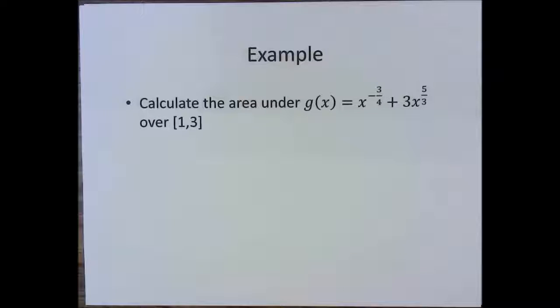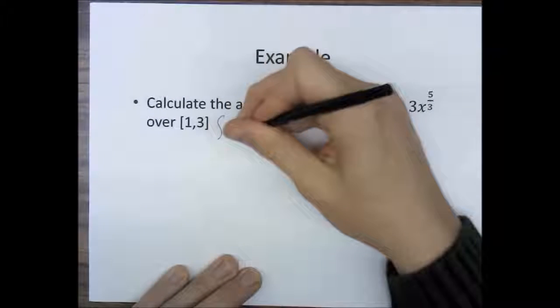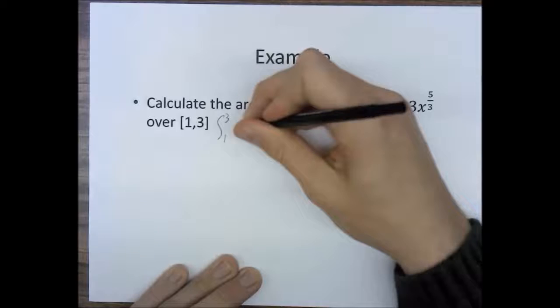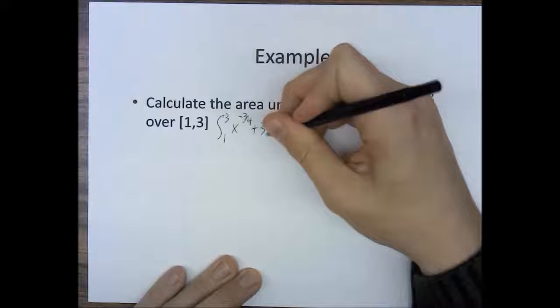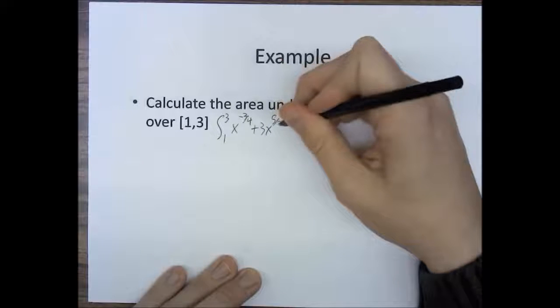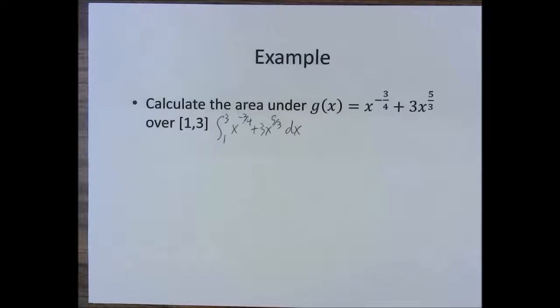All right, so our next one, we're calculating the area under g of x when g of x is equal to x to the negative 3/4 power plus 3x to the 5/3 power over the interval of 1, 3. So that would also be the integral from 1 to 3 of x to the negative 3/4 plus 3x to the 5/3 dx. So first thing we want to do is figure out what our antiderivative is.